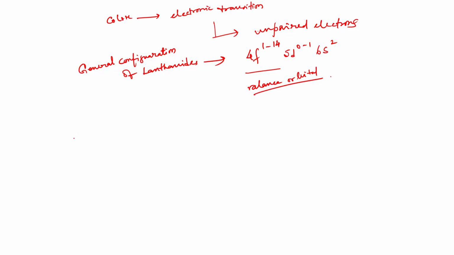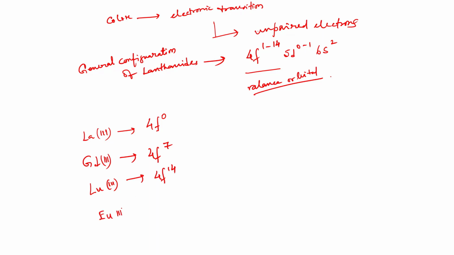So in the question, four different lanthanide ions are given. First, La3+, whose configuration is 4f0. Then gadolinium 3+, the configuration is 4f7. Then lutetium 3+, configuration 4f14, and finally europium 3+, its configuration is 4f6.